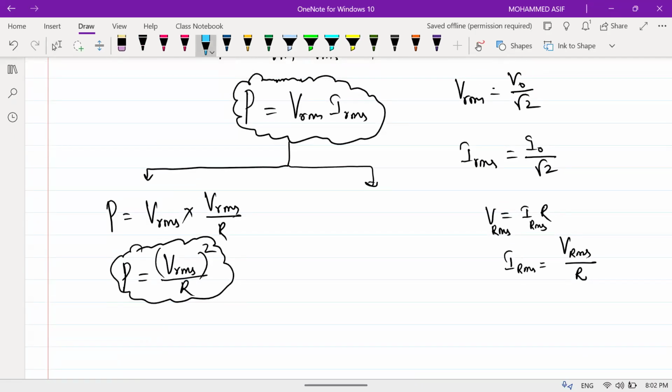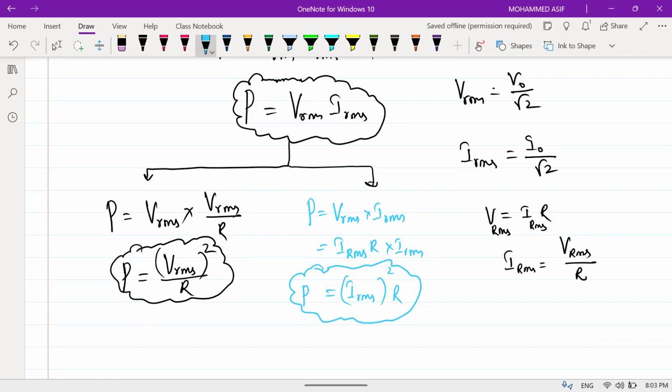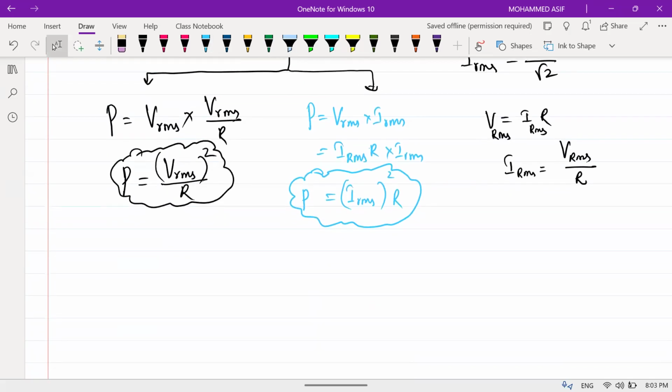I can even write this one like this. P is equal to VRMS into IRMS. VRMS is nothing but IRMS into R, into IRMS. So that will be equal to IRMS whole square multiplied by resistance. This is the power in resonance condition, either in terms of potential or in terms of current. Clear? Am I clear?